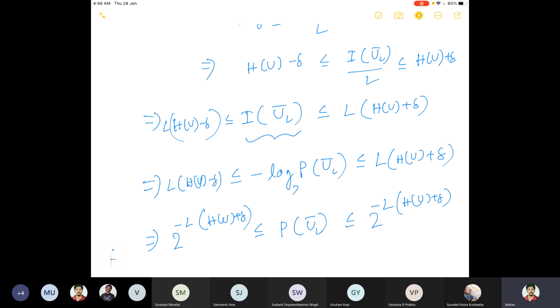I mean, this is log base 2, okay? So one side would be minus L(H(U) minus delta). What is that? So the right one should be minus. Oh, both sides. Okay. Yes, you're correct, I think. This one should be minus.